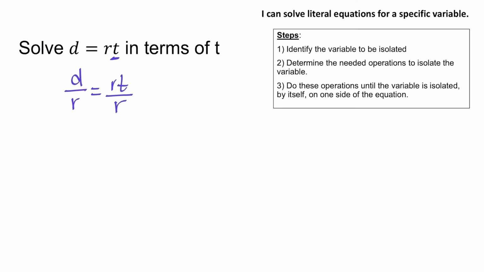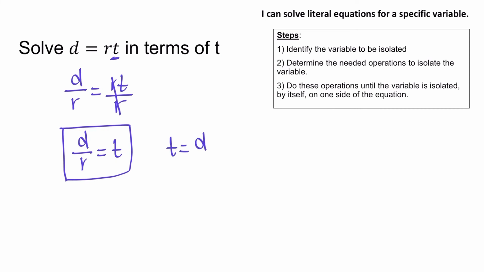So on the left, that leaves me with d over r equals, on the right, the r's cancel, leaving me with just t. So now this equation is solved because I have t by itself on one side of the equation. You can rewrite this if you prefer. You can write this as t equals d over r. Either way is fine.